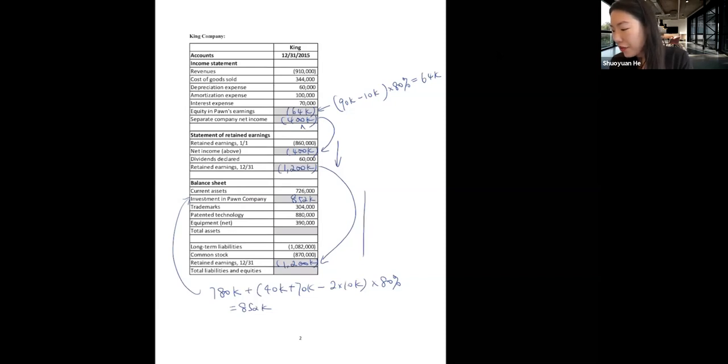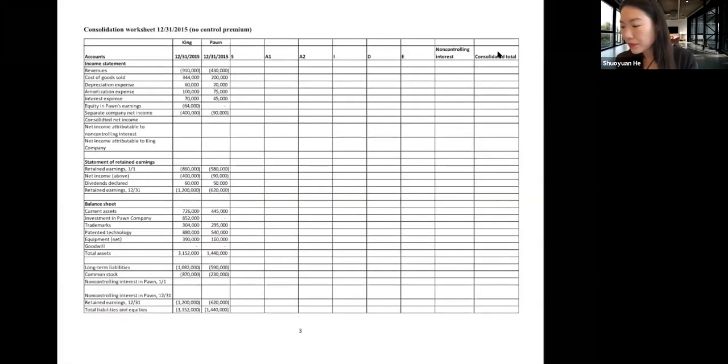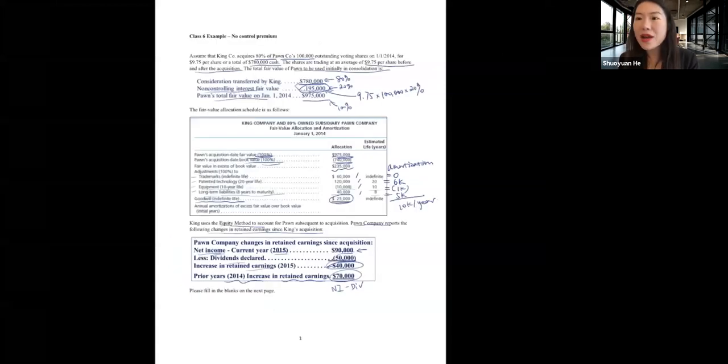And if you add up everything on the firm's balance sheet, on the asset side, that will give you the firm's total assets of 3.152 million. If you add up everything on the liability side, that will give you 3.152 million as well. So those two numbers should be equal. They are equal here, which means that it's right. So this is what happens on the parent's book.